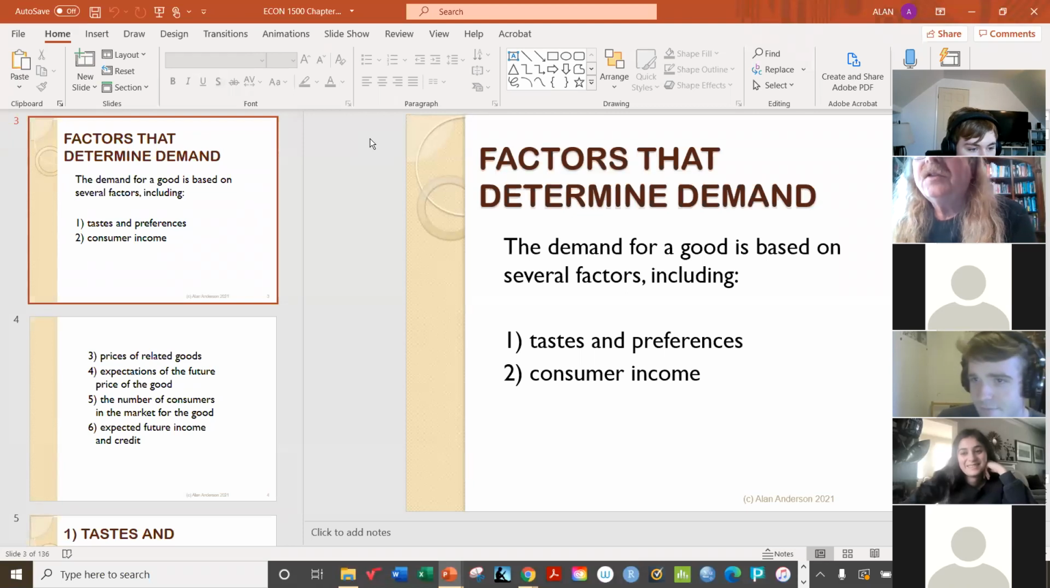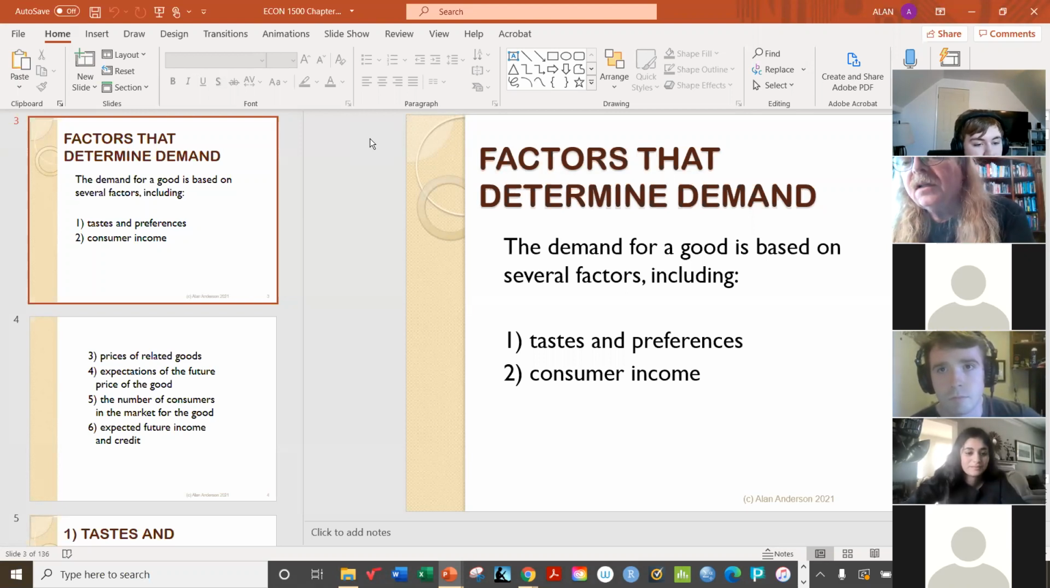But what I do know, though, is that the demand for cigarettes has fallen off quite a bit over the last 10, 15 years. And it's partially because of taxes. If you know anyone who smokes, the taxes on cigarettes are very high.